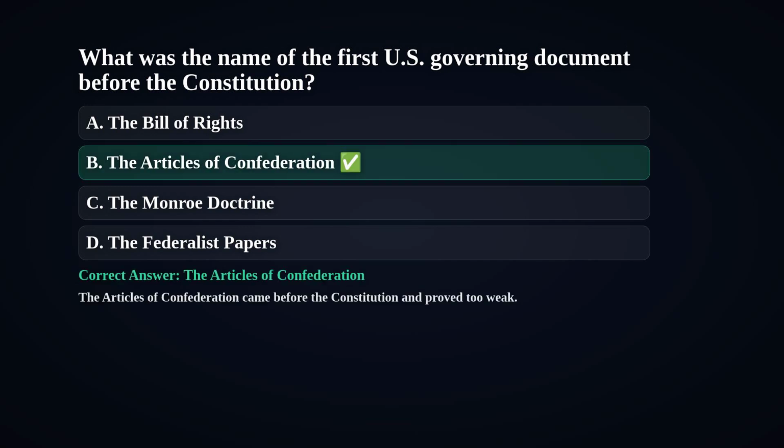The correct answer is B. The Articles of Confederation. They created a weak central government, which led many leaders to push for a stronger system and write the Constitution.